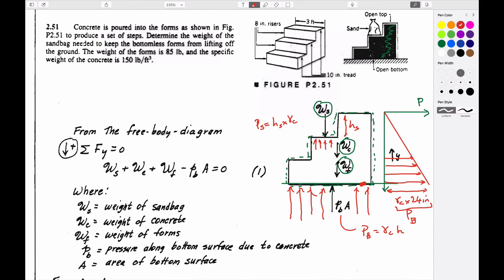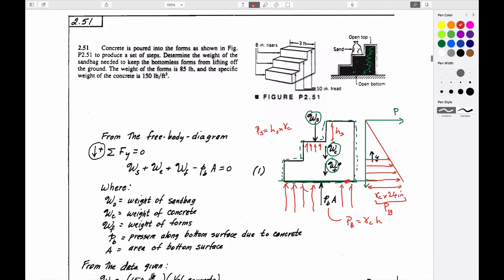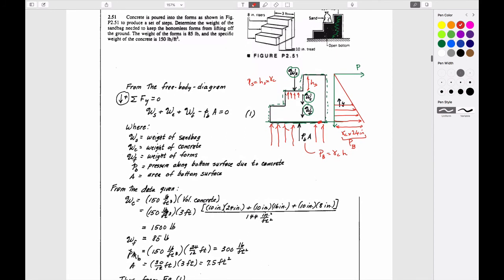So for the weight of concrete, I won't write them all out, but you can see exactly how the calculations are done here. The weight of concrete is the unit weight of concrete times the volume of concrete. The volume of concrete is, each of these treads is 10 inches. This is the tread, right? And so the volume of concrete here is 10 inches by 24 inches. This is the first component here.